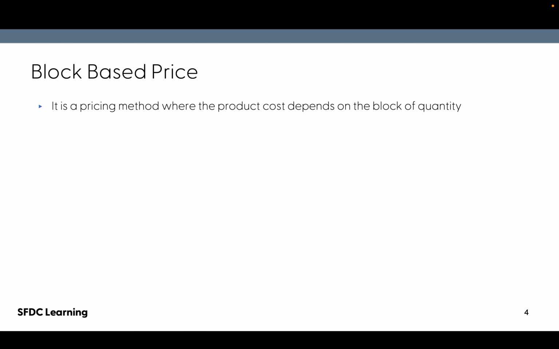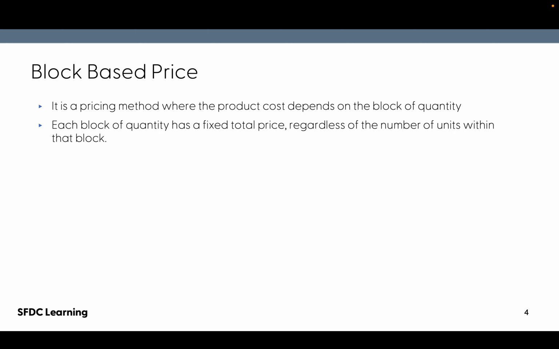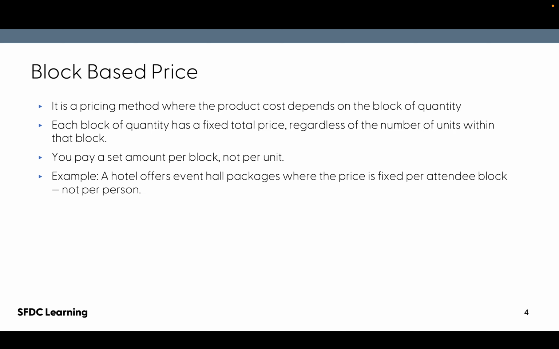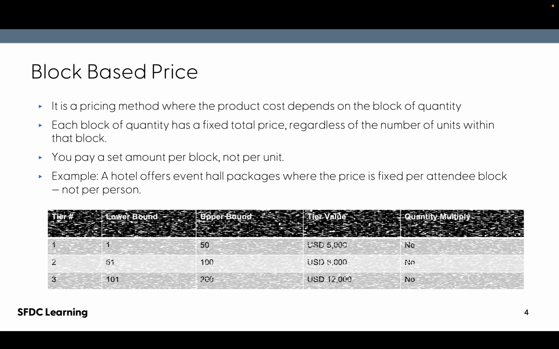It is a pricing method where the product cost depends on the block of quantity that's being purchased. Each block of quantity has a fixed total price regardless of the number of units within that particular block. You pay a set amount per block, not per unit. Example, a hotel offers event hall packages where the price is fixed per attendee block, not per person.